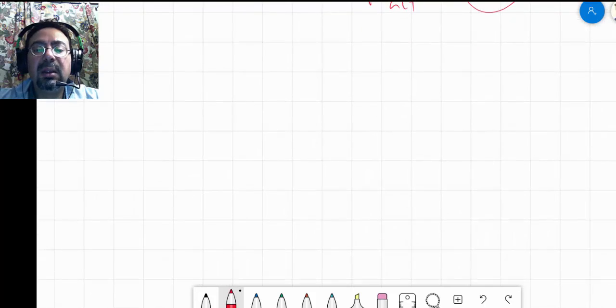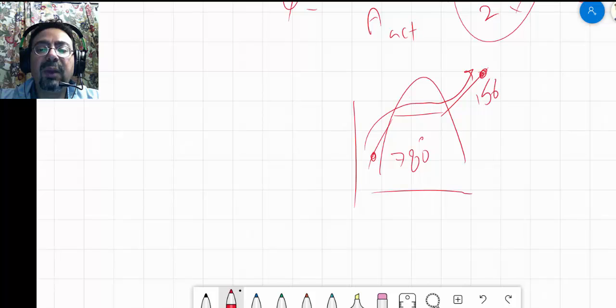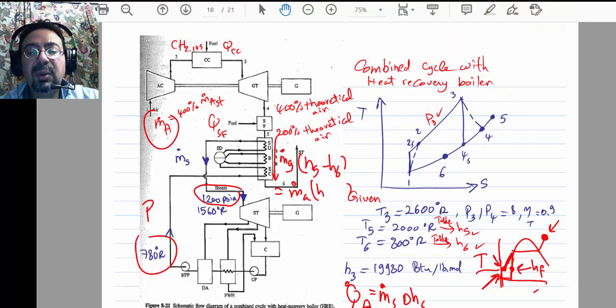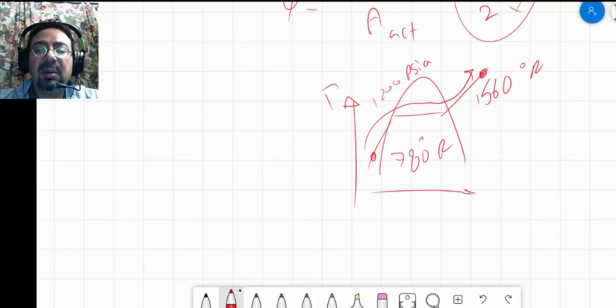The Rankine cycle is, you basically send the water like this and it goes all the way to this. If it starts at 780 over here, it's going to go all the way to 1560 degrees Rankine, and all this is happening at what pressure? It's 1200 psi absolute. This is the TS diagram.